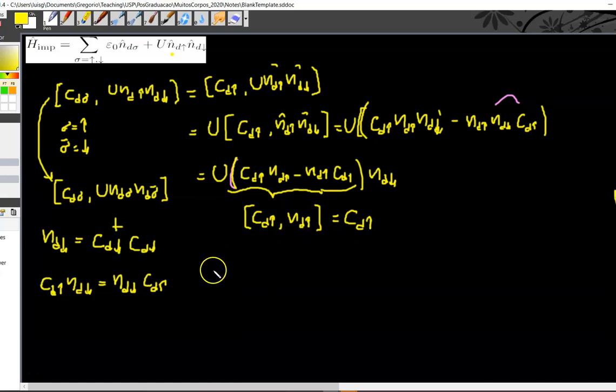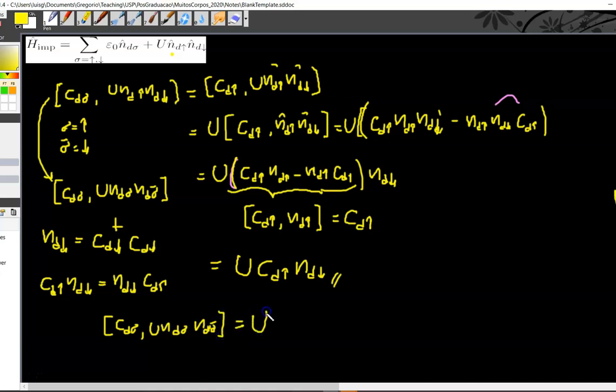So the net result here is that this commutator equals U times C_d up times N_d down. Or in the generic case, C_d sigma with U N_d sigma bar, this is just U C_d sigma N_d sigma bar. Okay, so that's the commutator that we need. So let's go back to the slide.